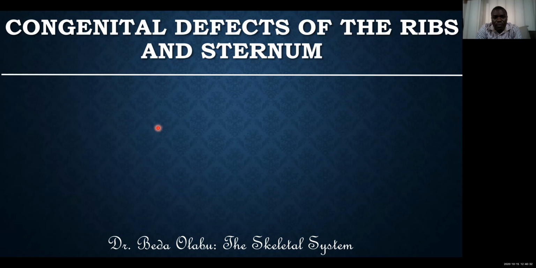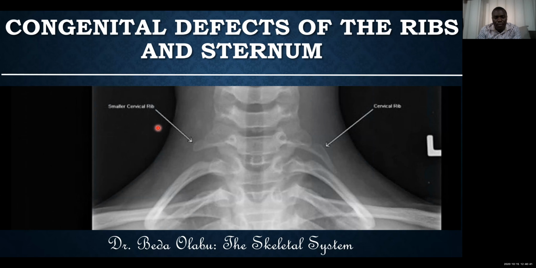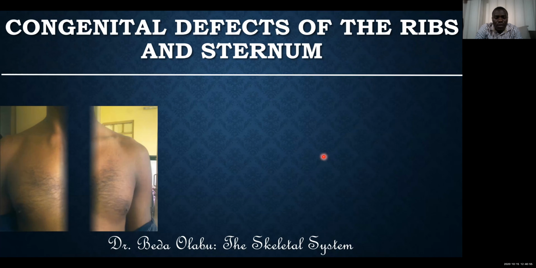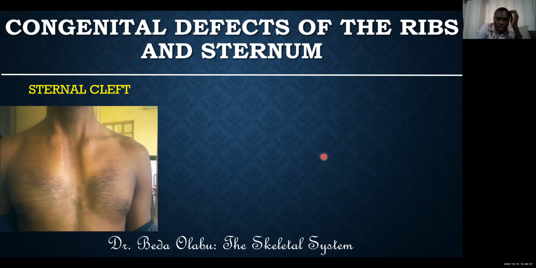Let's talk about some congenital defects that affect the rib cage and the sternum. Commonly, you can have a rib that is arising from the cervical vertebra. We call that cervical rib. You may also have a cleft in the sternum. We call that sternocleft.